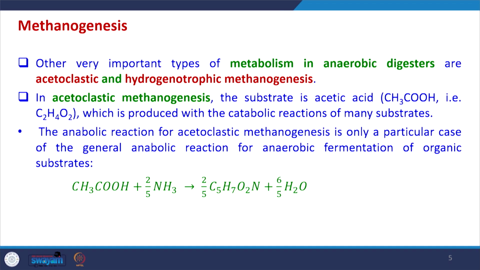Now, there is another type of reaction possible in biological treatment, called methanogenesis, a metabolism in the anaerobic digester where methane is released. There are two types of metabolism possible: one is called acetoclastic and the other is called hydrogenotrophic methanogenesis. In acetoclastic methanogenesis the substrate is acetic acid, for example, which is produced by the catabolic reactions of many substrates.